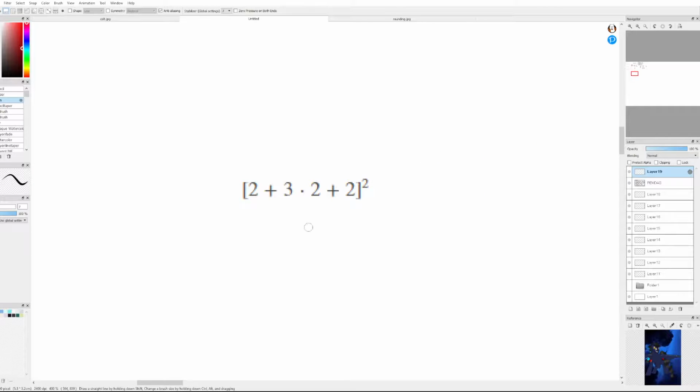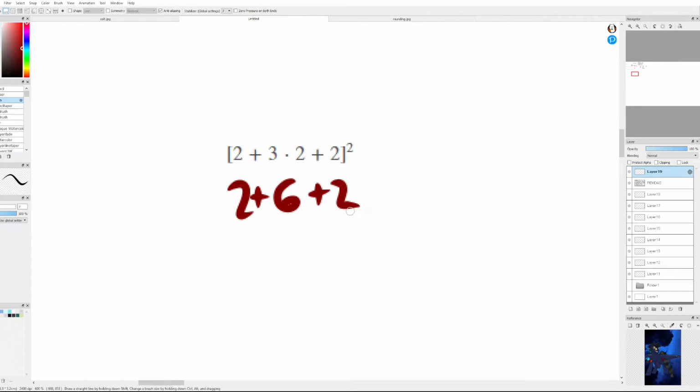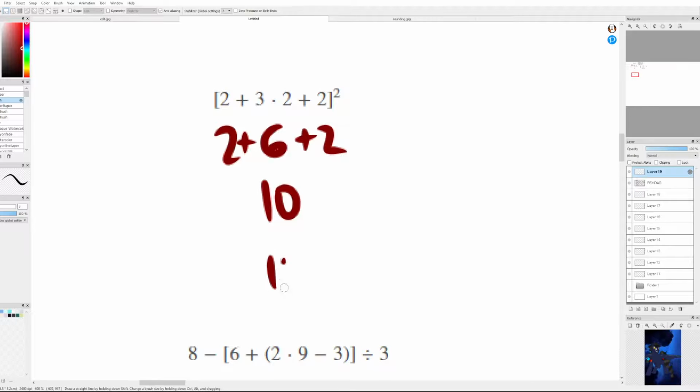This is another order of operations question. We have our grouping here, our parentheses. Brackets are basically the same thing. We have multiplication, we have addition, and we have an exponent. But the exponent is on the outside. So we can do 3 times 2, which is going to get you 6. And then 2 plus 6 plus 2 is going to get you 10. And then 10 squared is equal to 100 because it's 10 times 10.